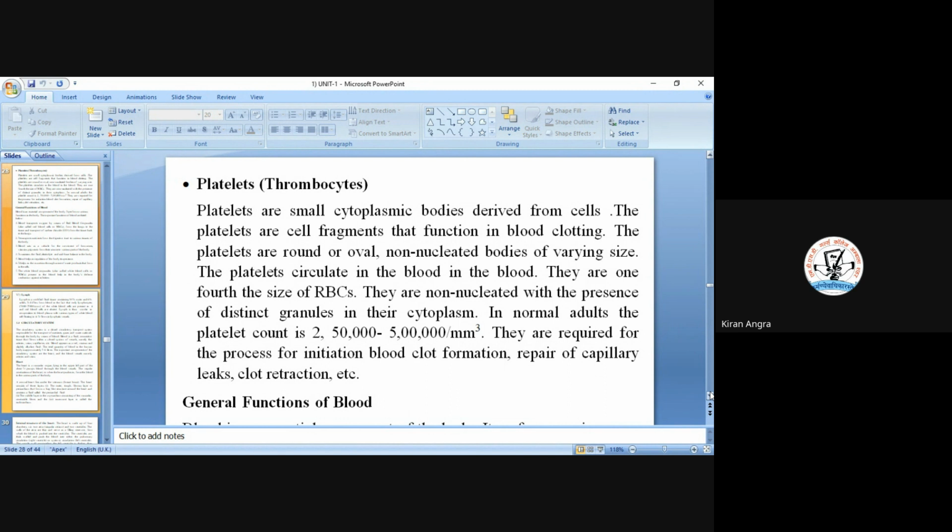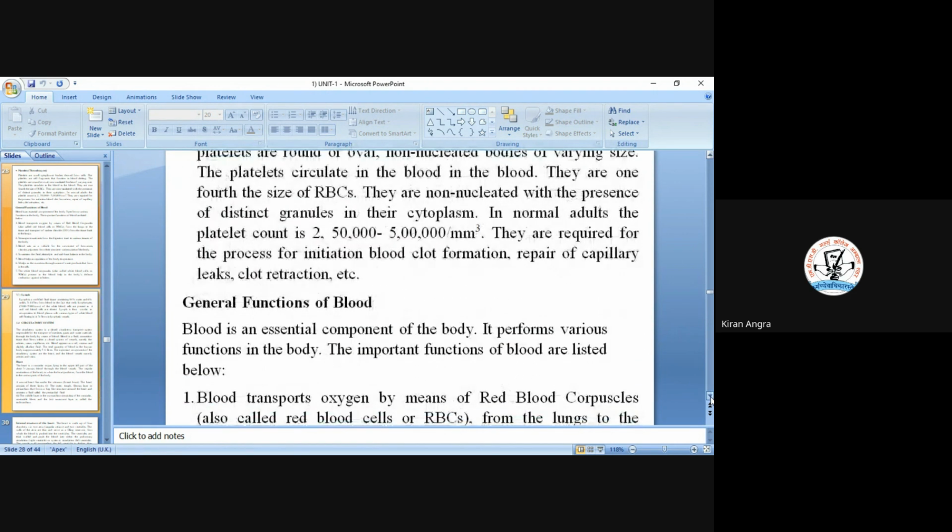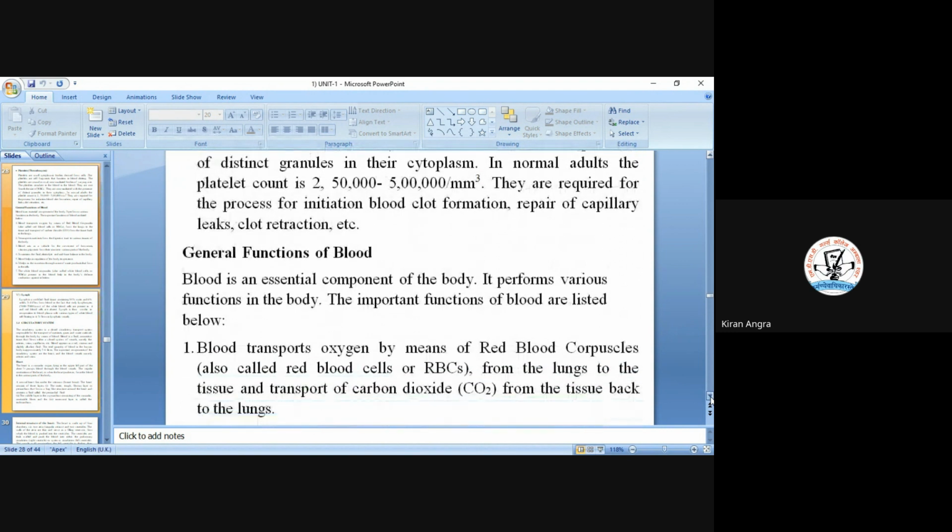In a normal adult, the platelets are roughly 2,50,000 to 5 lakh per cubic millimeter. They are required for the initiation of blood clot formation, the repair of capillary leaks, and clot retraction. So these are the cells. Blood is the connective tissue having these cells.